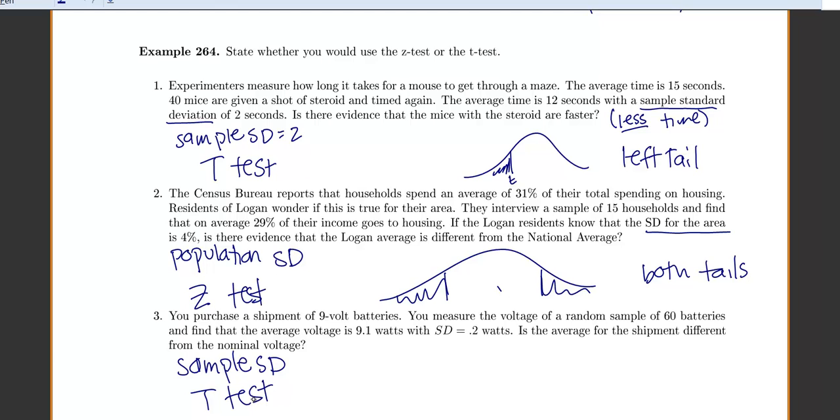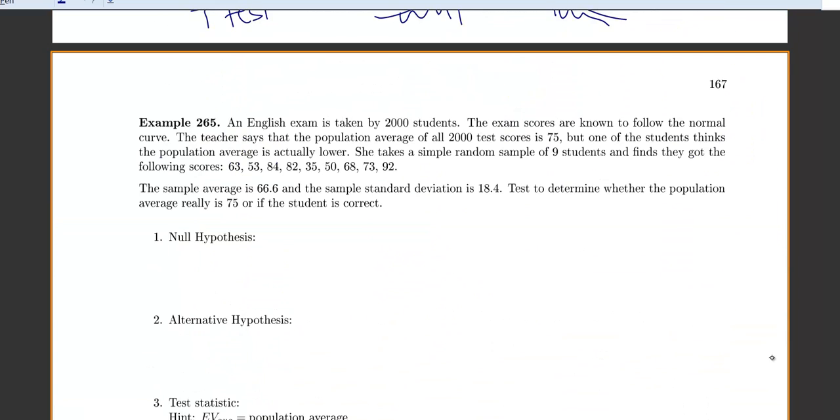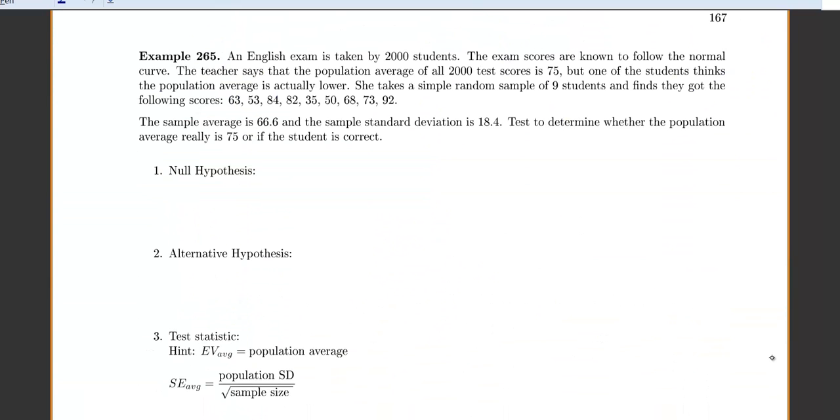Now, is the average for the shipment different from the nominal voltage? It just said different from, it didn't say if it thinks it's higher or lower. So we're going to have to shade both tails. Now let's actually try some t-tests.